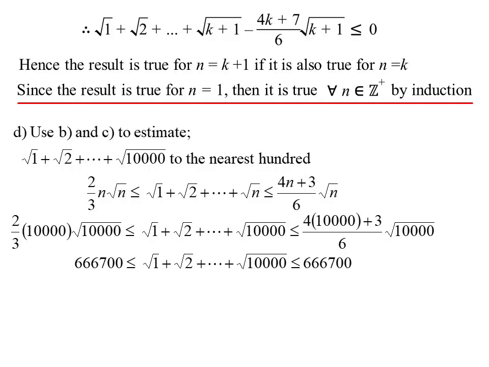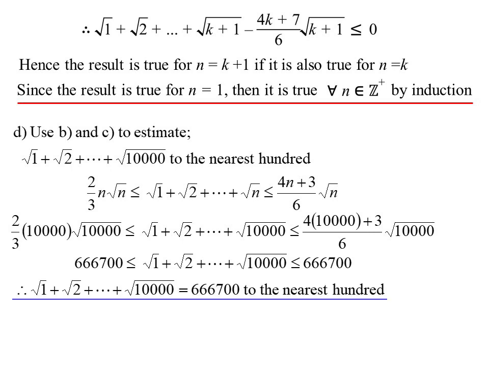The left-hand side, to the nearest 100, is 666,700. But so is the right-hand side. So if we've trapped it between these two numbers that are the same thing, then that must be what that series adds up to. So there's our answer.